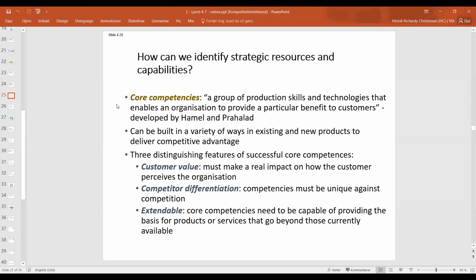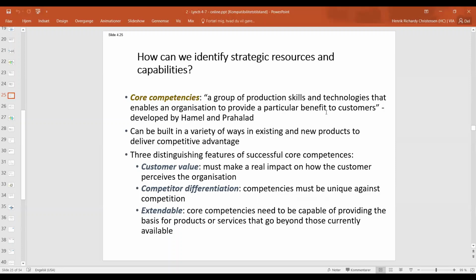Then Hamel and Prahalad talk about core competences, and they define it as this here, that it's a group of production skills and technologies that enables an organization to provide a particular benefit to customers. Try to look at a group. That means we're bundling things up here, and we are talking about skills and technologies. And what they also try to look at is to say we combine our skills and technologies in a specific way that will give a particular benefit to customers.